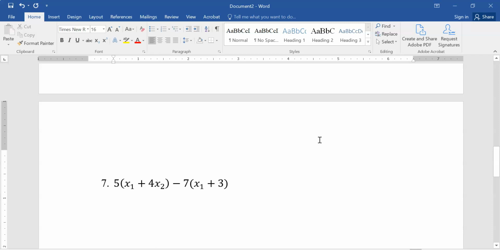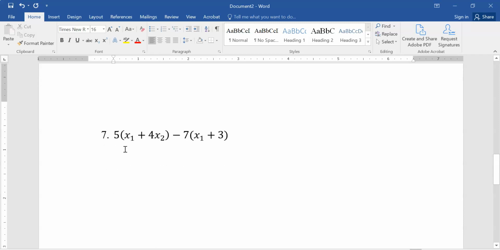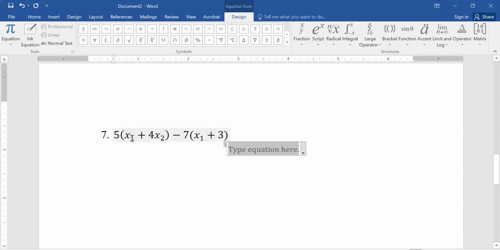Now the last problem that is in section 1.2 instructor-led problems is this one. So let's distribute 5 times x1, 5x1, 5 times 4x2, 5 times 4 is 20, so you get 20x2, minus 7 times x1 is minus 7x1, and minus 7 times positive 3 is a minus 21.